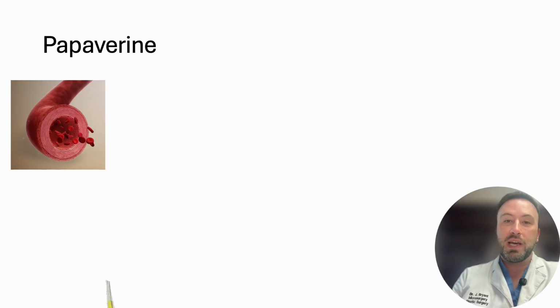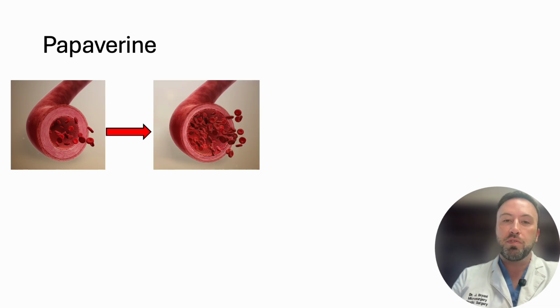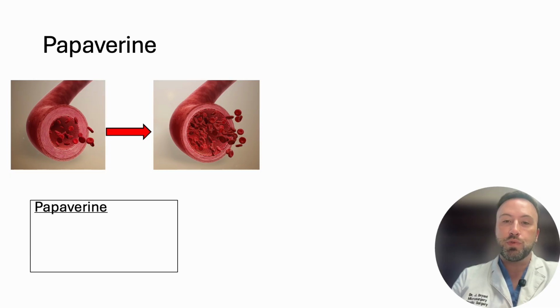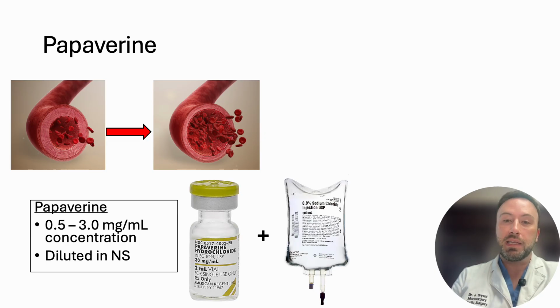Papaverine is a phosphodiesterase inhibitor medication that relaxes vascular smooth muscle cells. This may be used to treat or prevent vessel spasm. Papaverine is typically diluted to a concentration varying from 0.5 to 3.0 milligrams per milliliter with normal saline. This may be applied topically or injected into free flap blood vessel lumens.